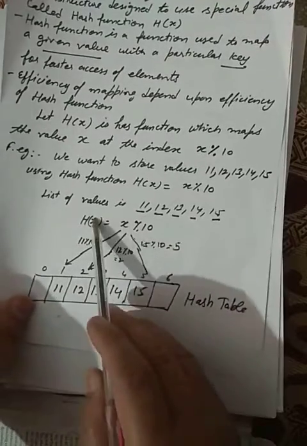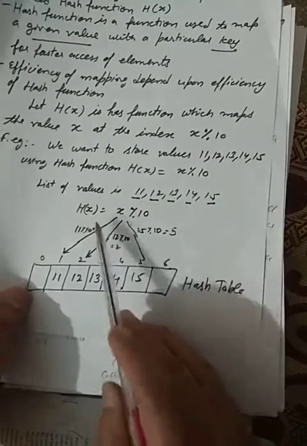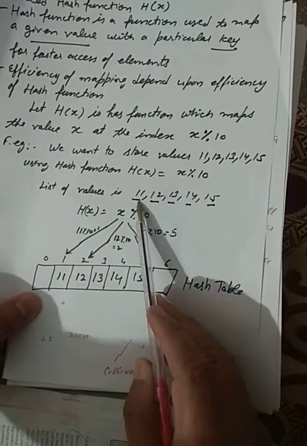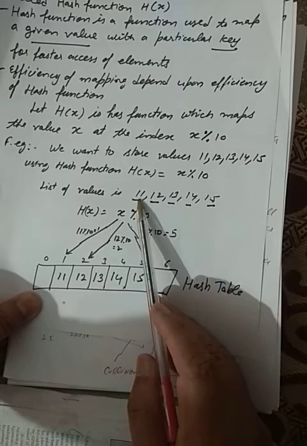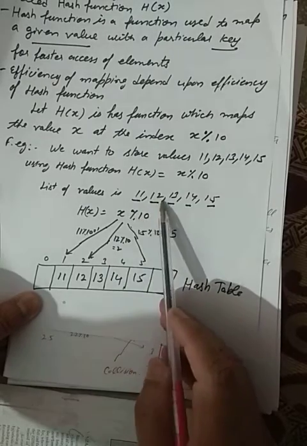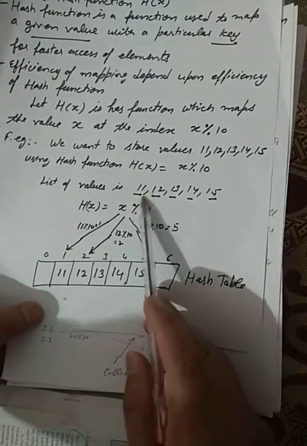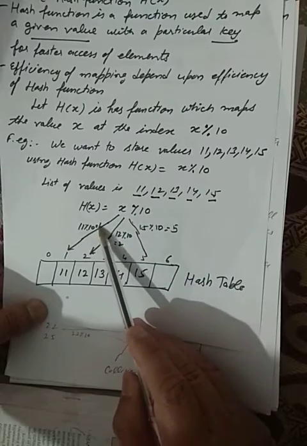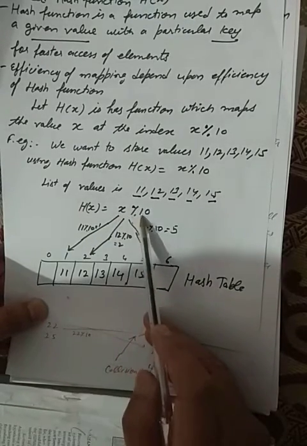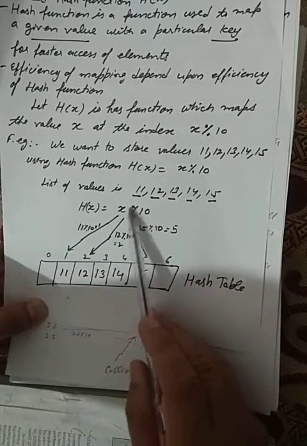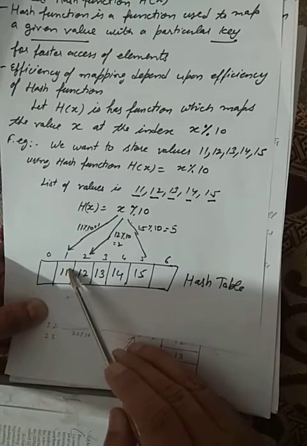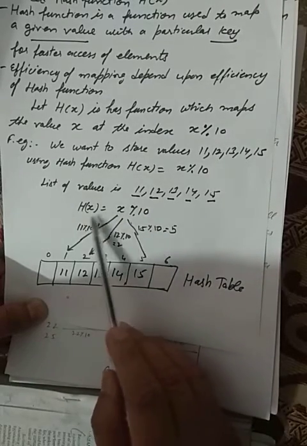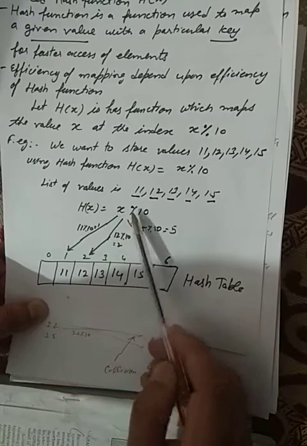So the list of values is 11, 12, 13, 14, 15, and the hash function is x modulo 10. Here x means the value to be stored. First 11 will be x, then 12 will be x, and 13, 14 and 15. First of all, we take the first value, that is 11. So 11 modulo 10 gives you the value 1, because when we divide 11 by 10, the remainder is 1. So this value 11 will be stored at location 1. Whatever we get from this function, x modulo 10, is called the hash function.